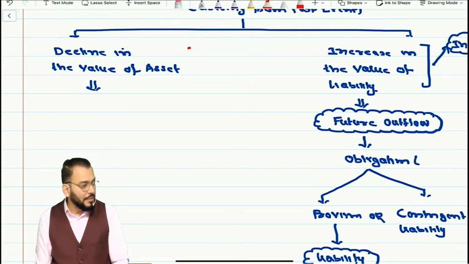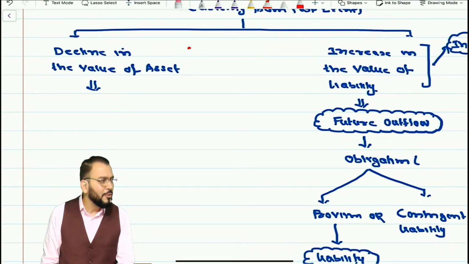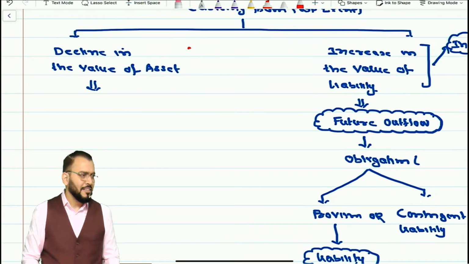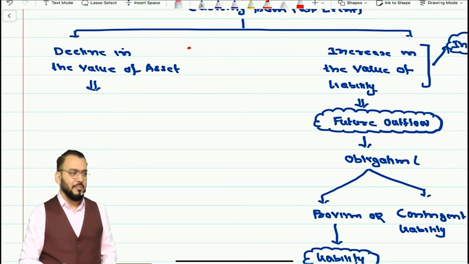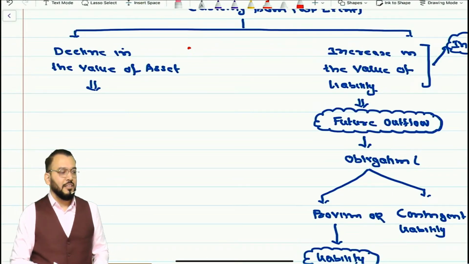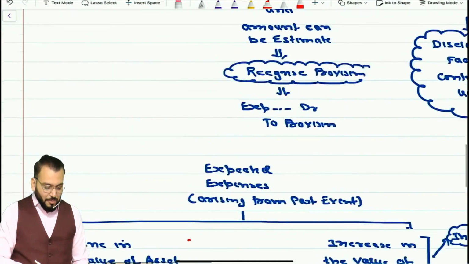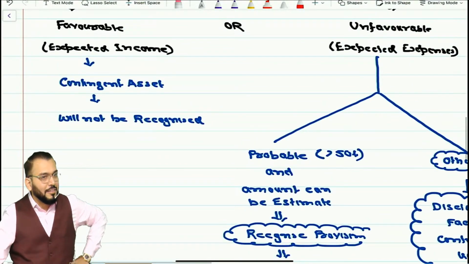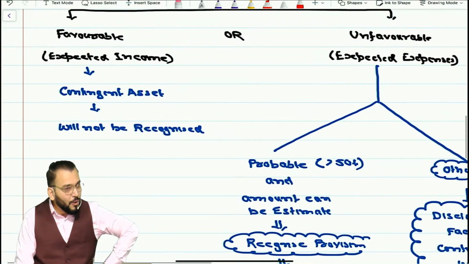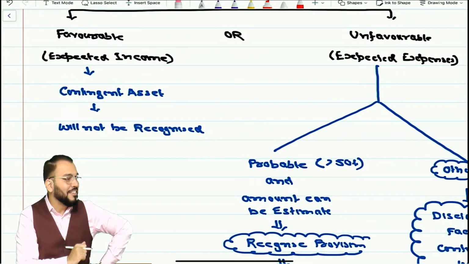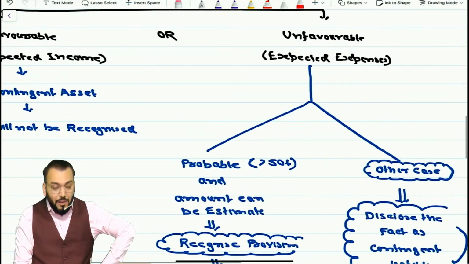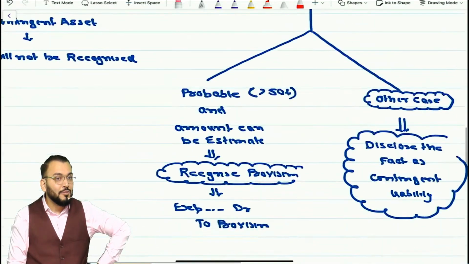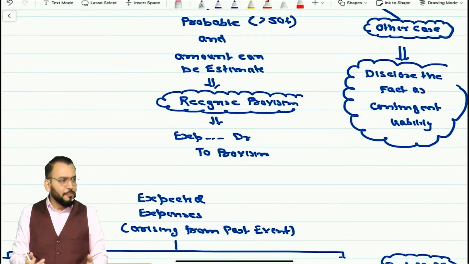This is future outflow, na? This is what? Future inflow. Then this is what? Contingent asset is what? This was future inflow, and we don't recognize that. Right now we are discussing one unfavorable situation. When I am saying decline in the value of asset, it becomes future inflow.